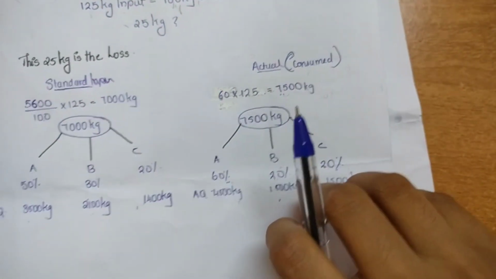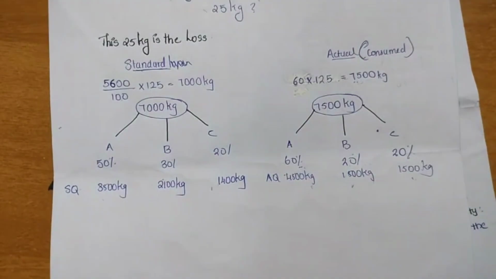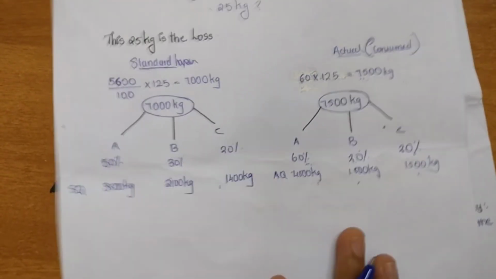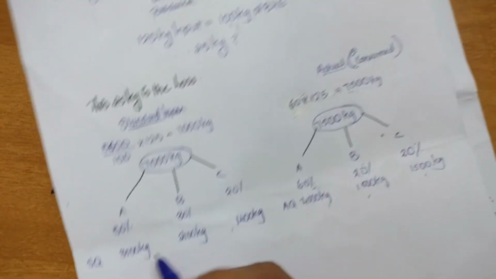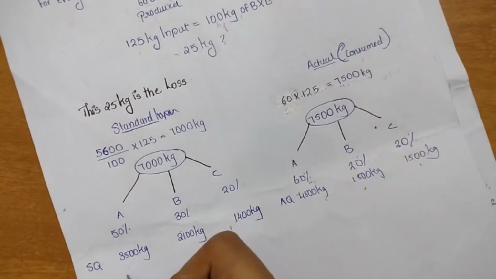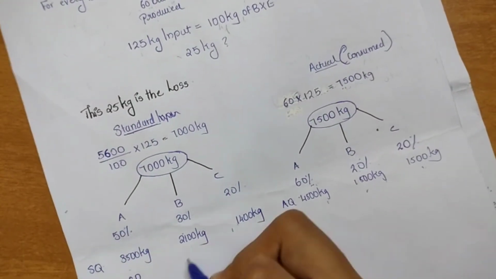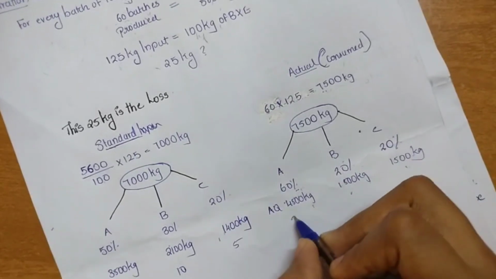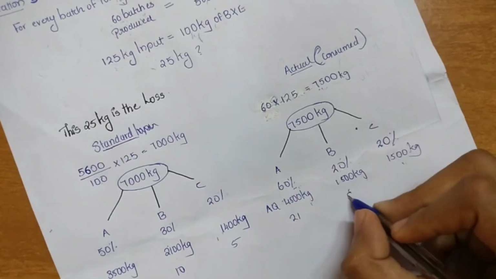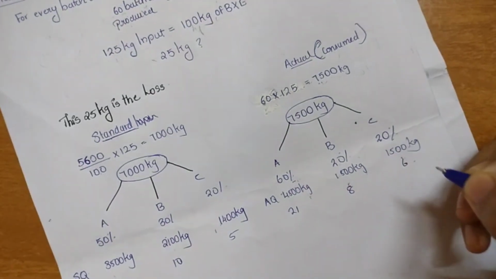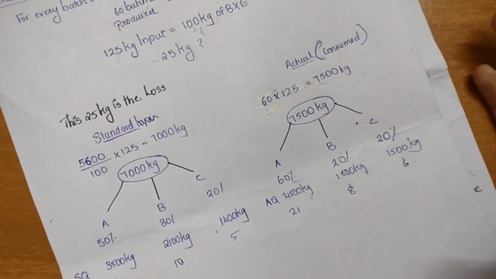Now let me write down the prices as well here, so that it will be easier for us to compute. There will be no need to go and refer to our textbook. So the standard price goes like this. For A it is 20, B it is 10, and C is 5, and the actual prices are 21 for A, 8 for B, and 6 for C. Okay, so now let's start calculating.